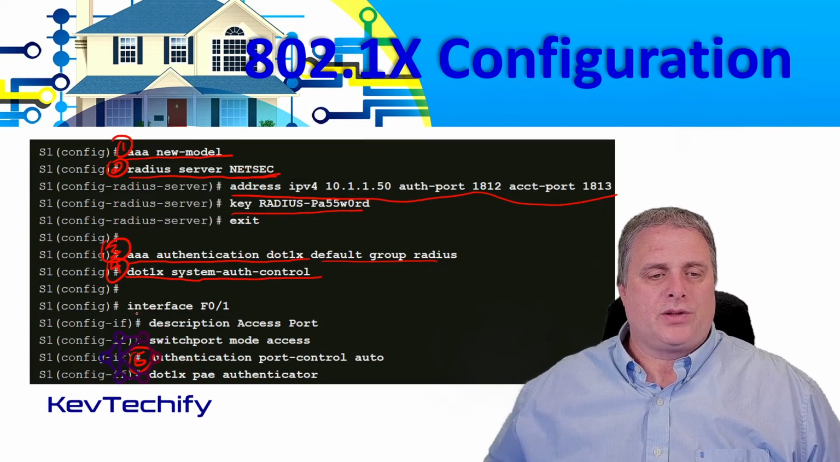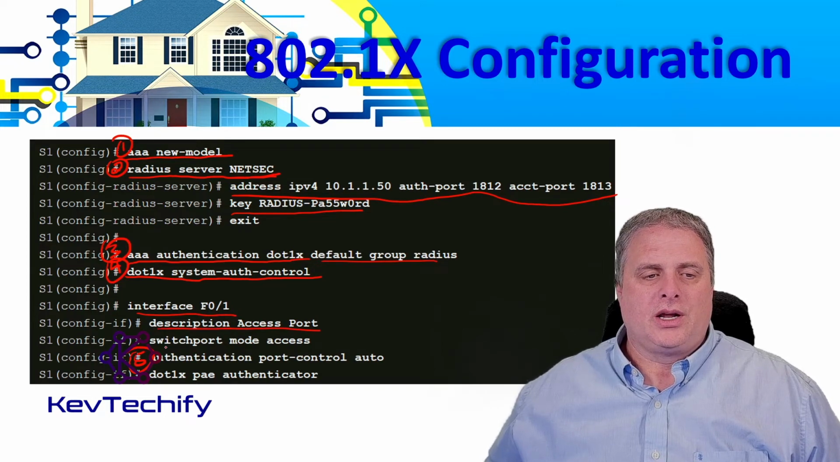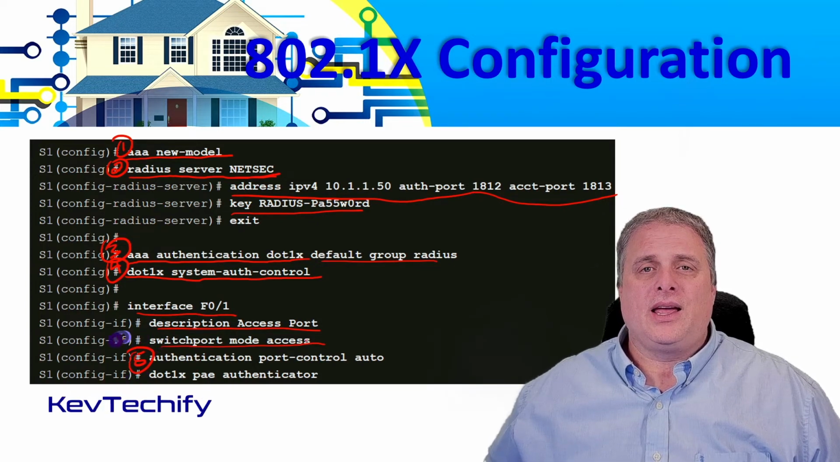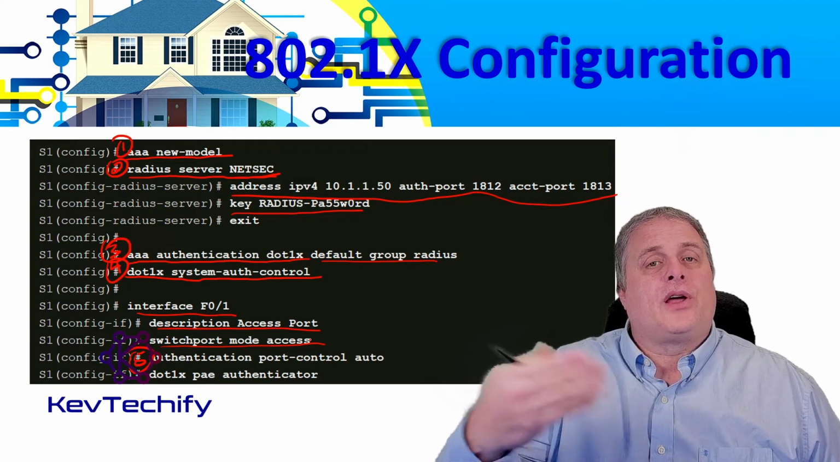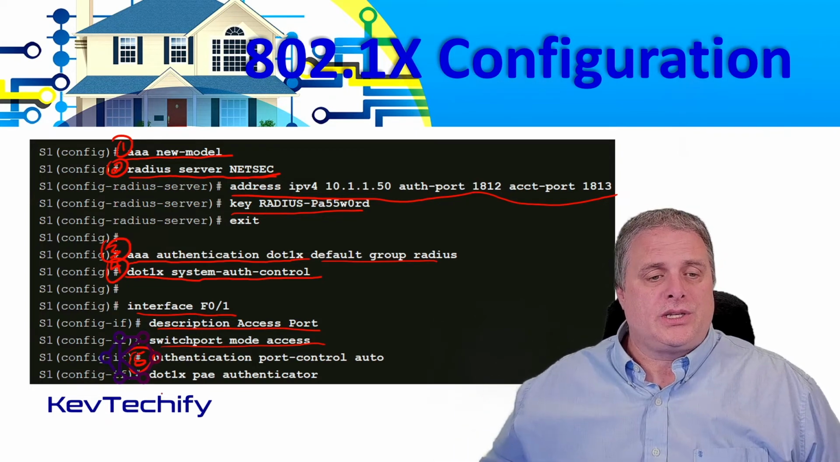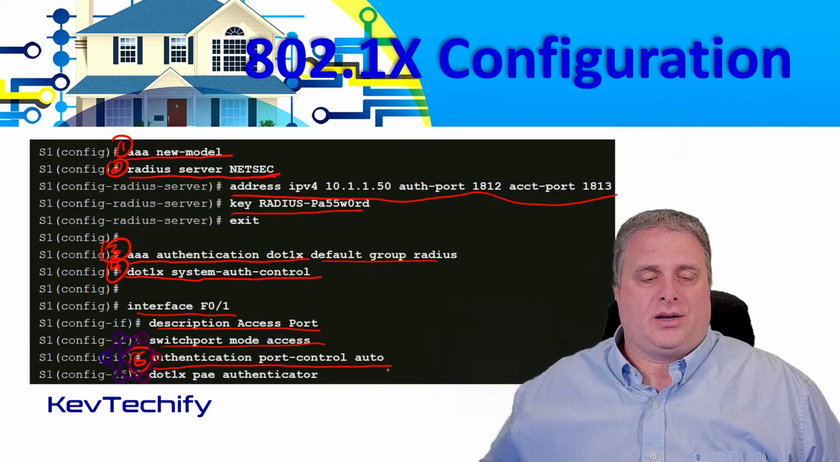Step 5, which is actually way down here. So what we have to do is we have to go into our interface. So we chose to go into FastEthernet 0/1. Good practice is always set up your description. We have to make sure that we are in an access port. So we do switchport mode access. And then we have to enable port-based authentication on the interface using the authentication port-control auto command.